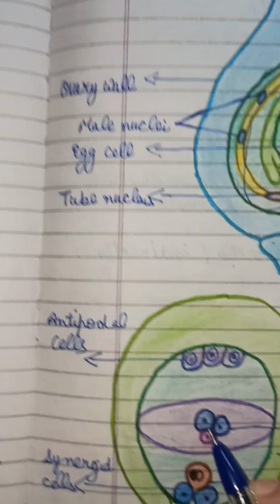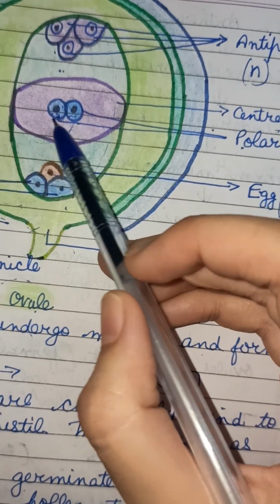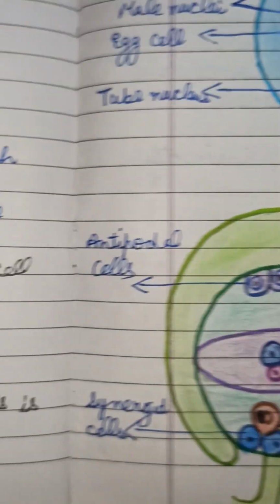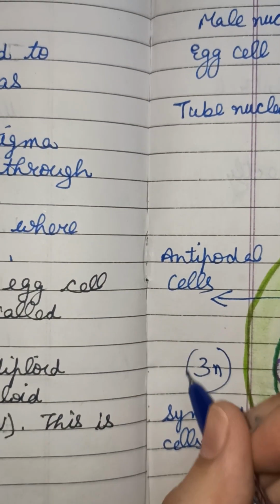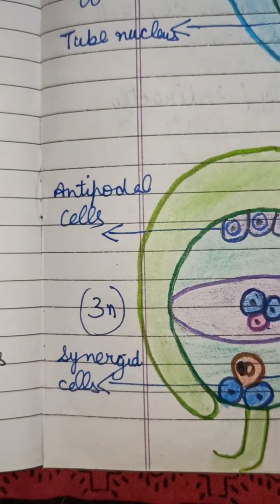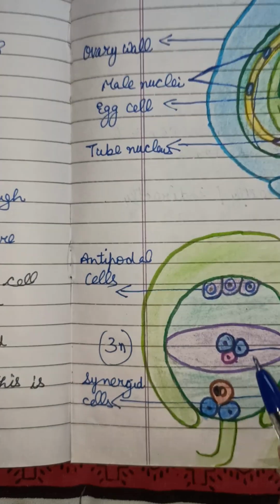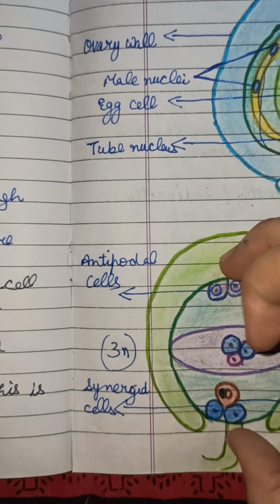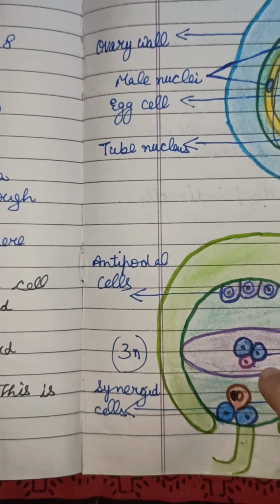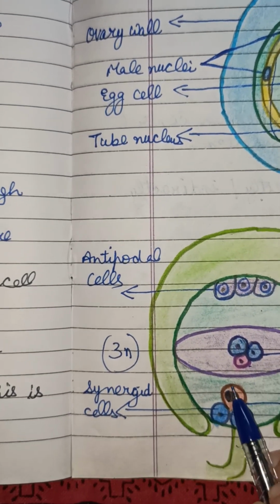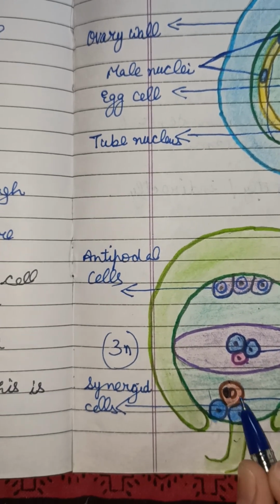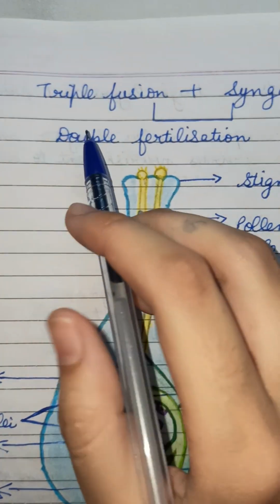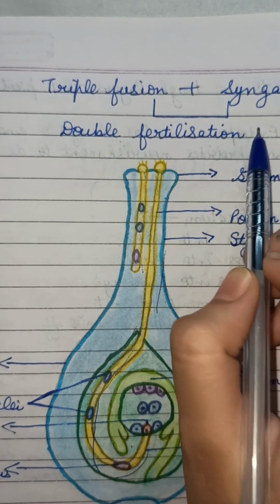Let me explain you here. Here you can see that these were our two polar nuclei. Now the male gamete fuses with this and forms the triploid, ploidy 3n. So this is called our triple fusion. Now as both the events are taking place in a single embryo sac, two fertilizations are taking place. One is triple fusion and second is syngamy. These two are combinedly called double fertilization.